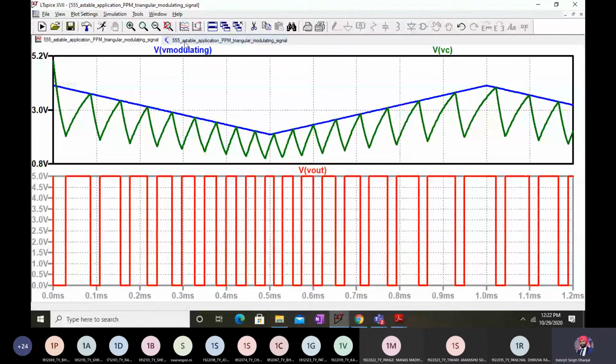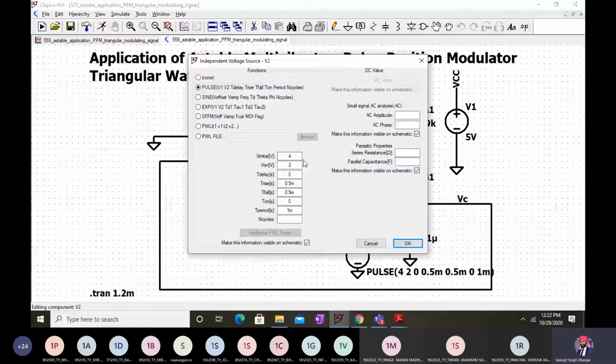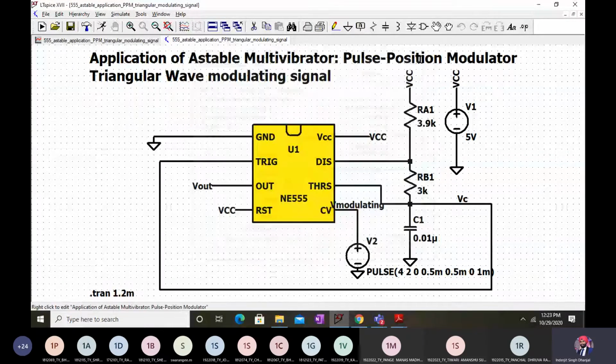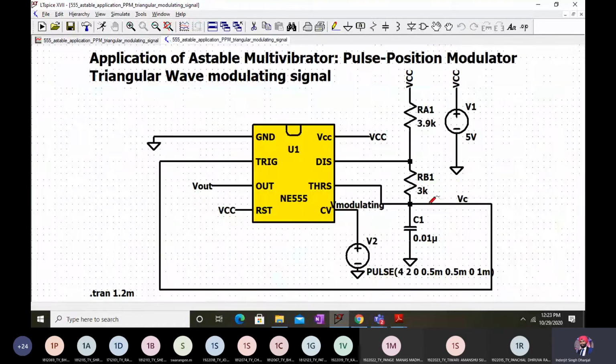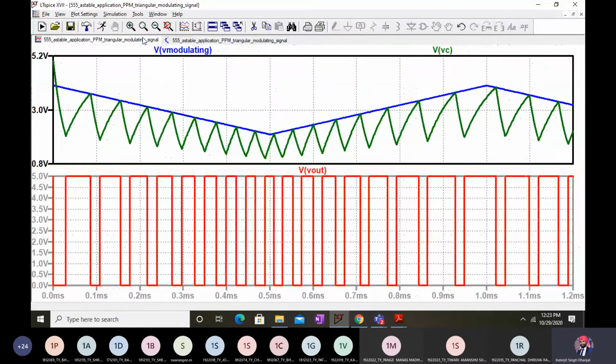Now, what do you understand from this diagram? You just explain to me, anyone of you? You have a modulating signal, which is a triangular wave, and this triangular wave, the initial pulse, is going to a maximum value of 4 and a minimum of 2 volts. That's my modulating signal. So here you can say the maximum value is 4 and the minimum is 2. This Vc is my capacitor voltage, the voltage across the capacitor C1. And this is my output.